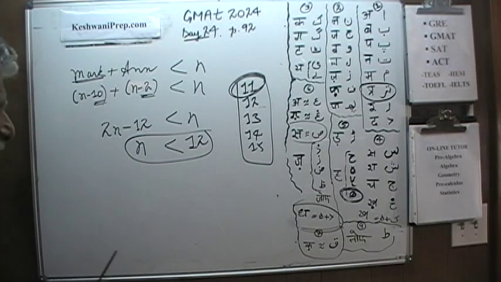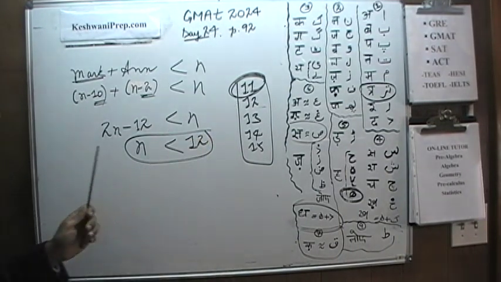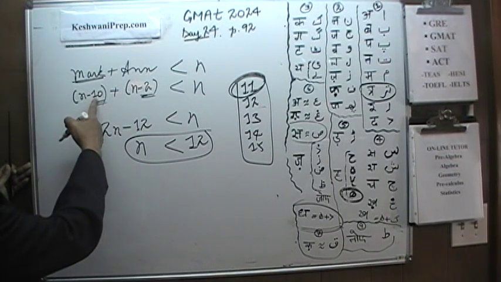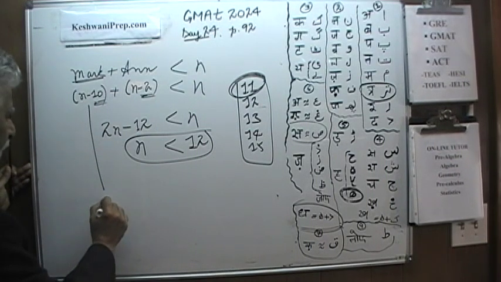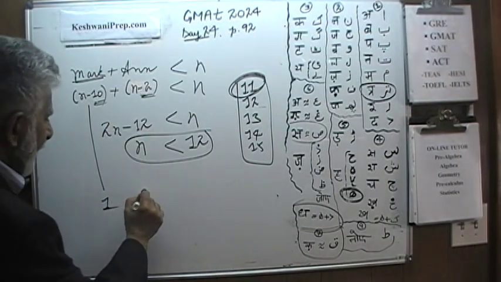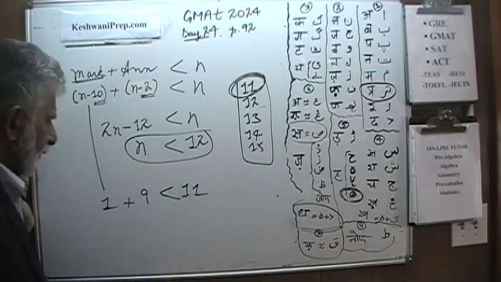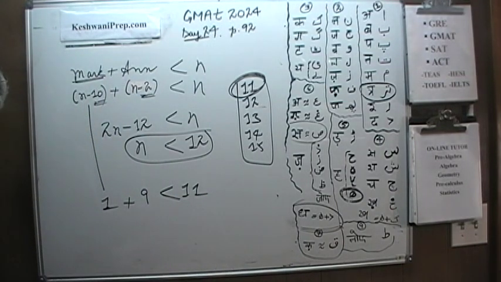Which makes perfect sense if you think about it. Let's do it here. Altogether, they sold fewer than 11 units. And it turns out 11 minus 10, which means Mark sold only one unit, and 11 minus 2, that's 9 units, Anne sold 9 units, and therefore they sold less than 11 units.